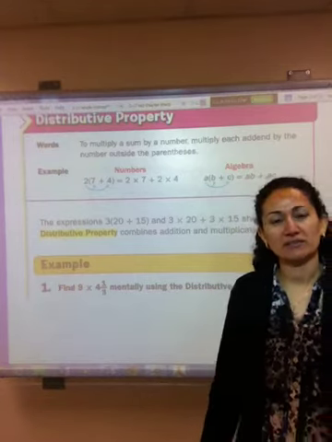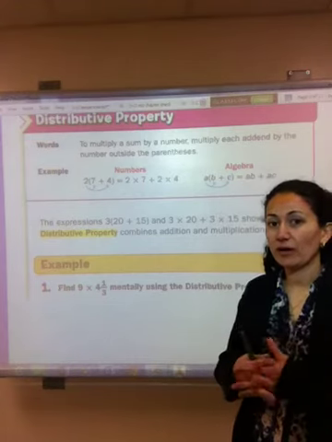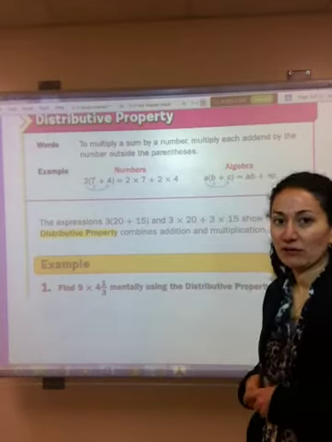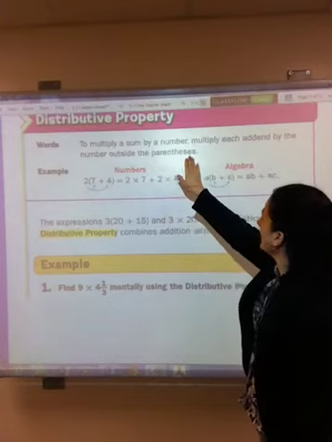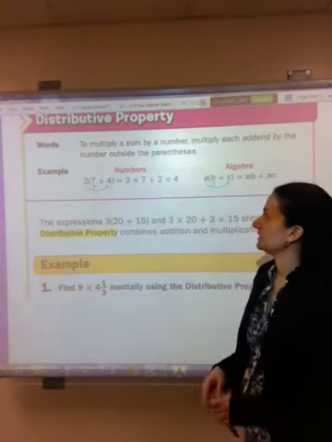We're going to learn about the distributive property. The distributive property is another mathematical property that helps us solve problems quickly, mentally, in our heads. To multiply a sum by a number, multiply each addend by the number outside the parentheses.